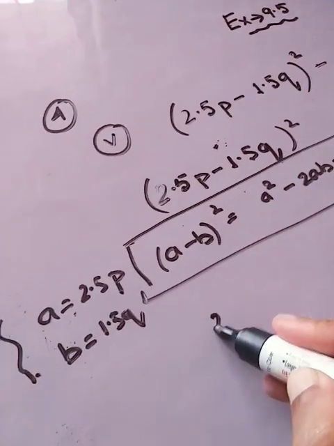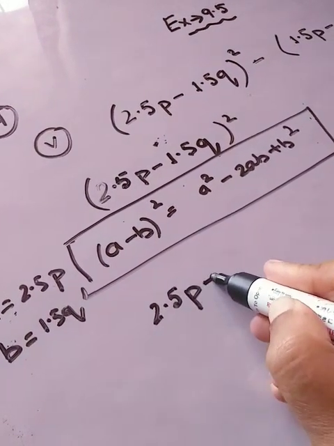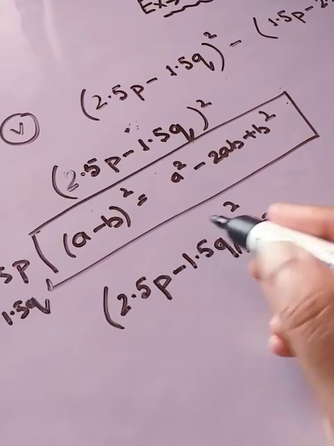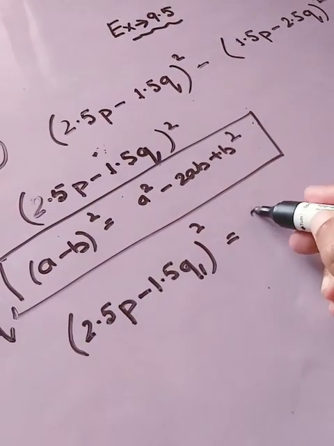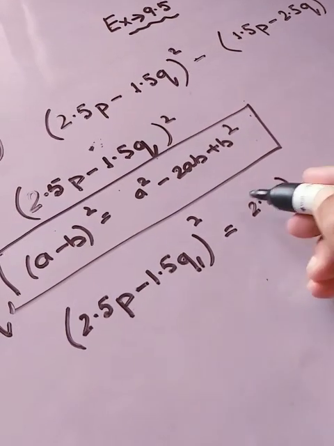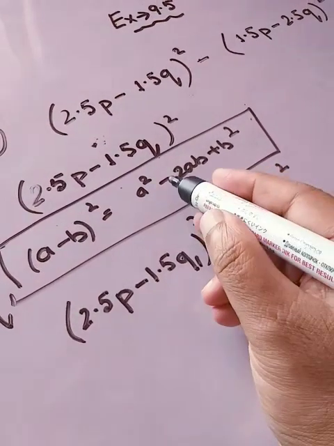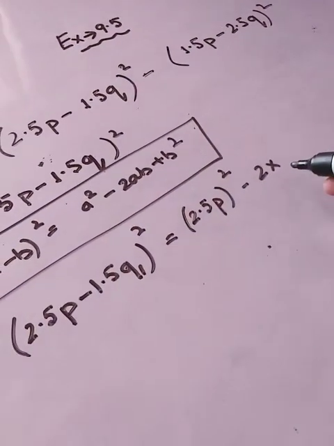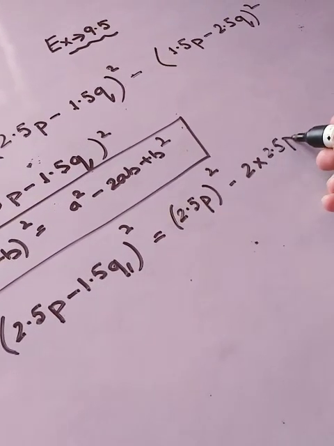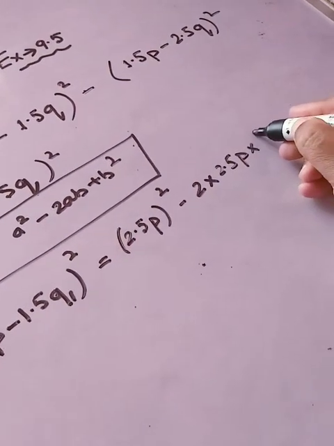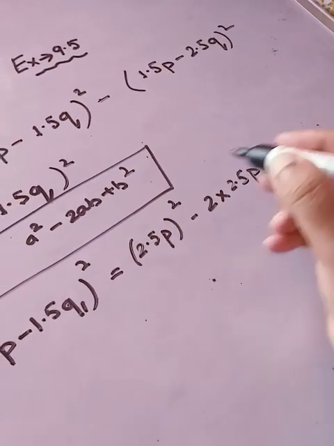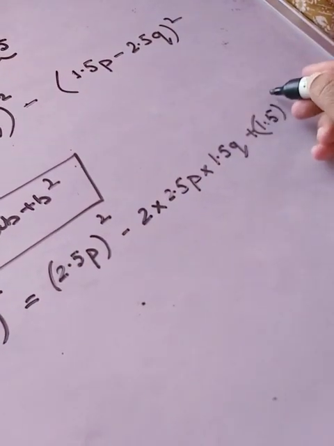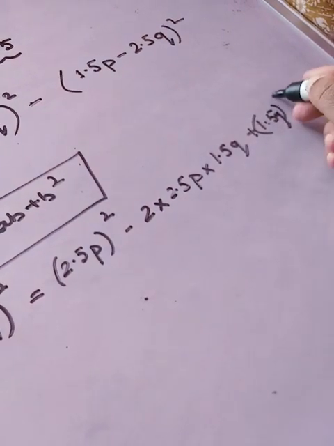So now, 2.5p minus 1.5q whole square. Now what is the first thing? a square. What is a? 2.5p. So 2.5p whole square. So this is a square, minus 2ab, minus 2 into, what is there in the place of a? 2.5p. What is there in place of b? 1.5q. Now plus b square, plus 1.5q, isn't it? Whole square.